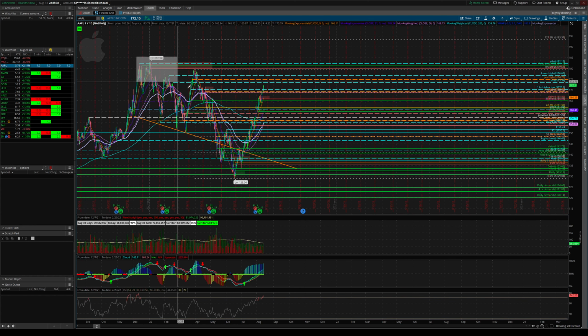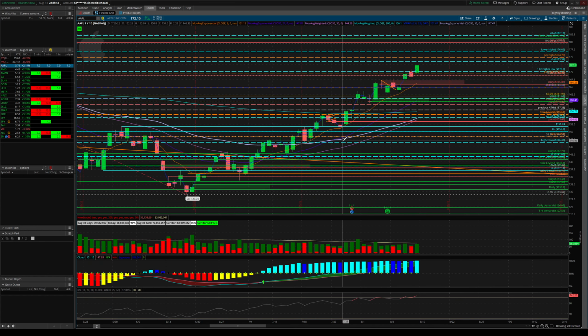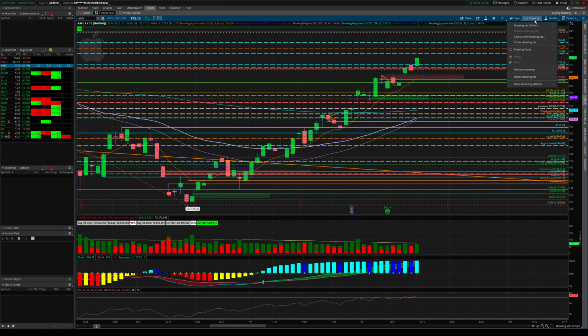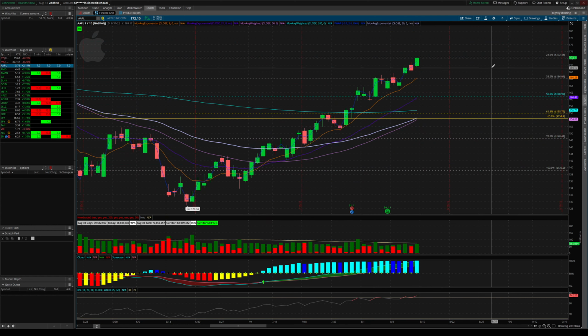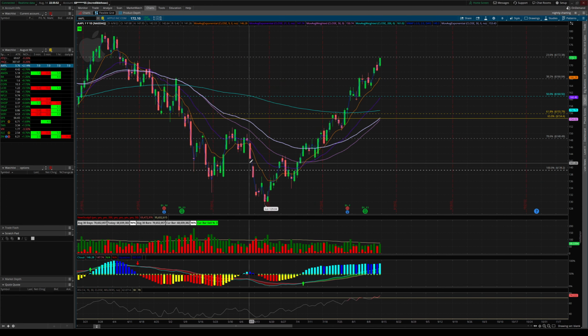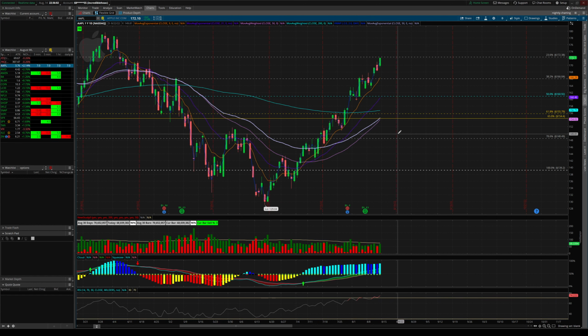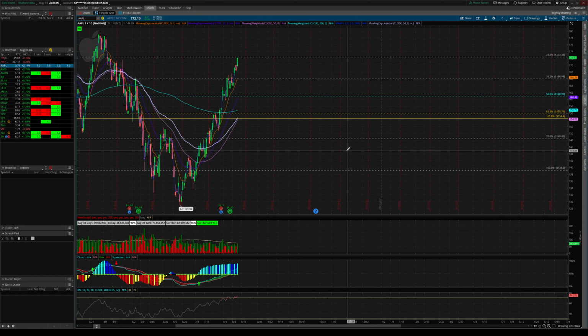All right, first one is Apple, and you can see this really runs with the Qs. And I did want to point out that almost all the tickers that I'm looking at, especially for both ES and NQ, the daily RSI is very overbought, right? We're past the 70 level. We're right now at 74.2, so I would not be surprised if there was a pullback, right?